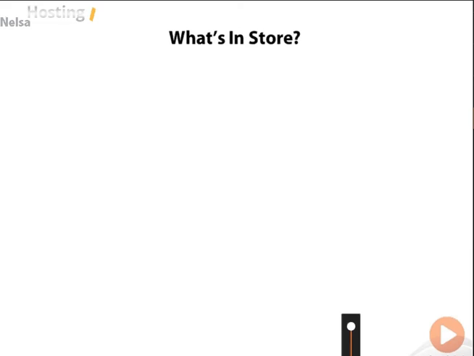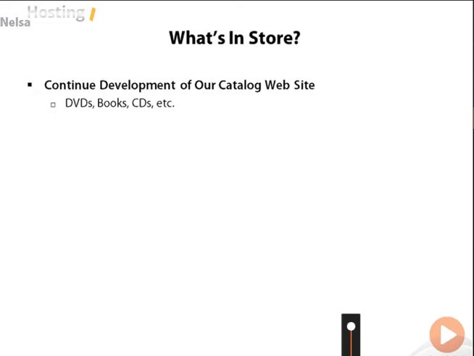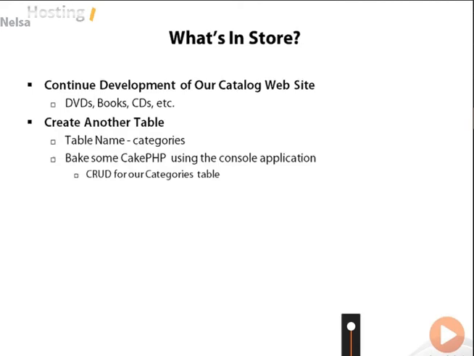So what's in store for this module? We are going to continue our work on the catalog website. We are going to create another table and name it categories. We are going to use the console application that comes with CakePHP and bake our model, view, and controller for our new categories table. This will create the basic create, read, update, and delete for our new table.